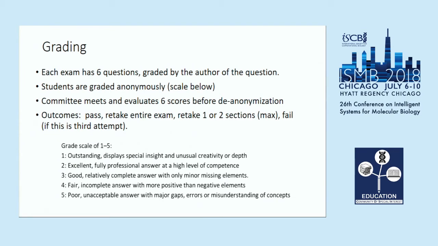The outcomes can be pass, you did fine. Retake the entire exam because there are too many 3s, 4s, and 5s. Or retake a maximum of 2 sections. So if you get a 4 or a 5 on just 2 areas, we might say, okay, we're going to give you credit for the other 4, and we just want you to retake those 2. But if it's 3, you can't do 3 retakes. It has to be the entire exam again.